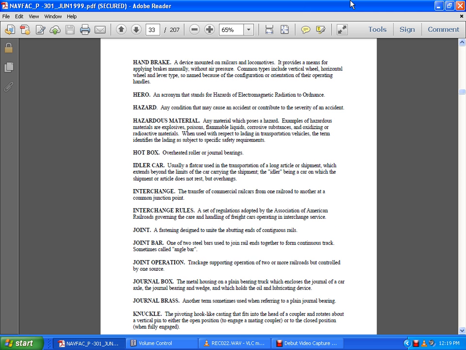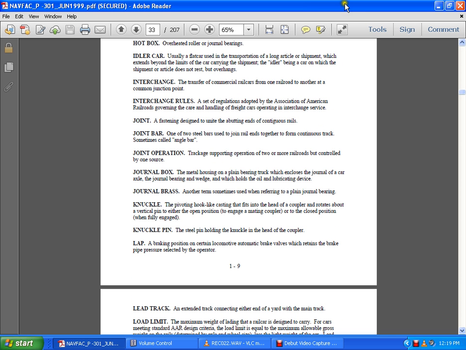The joint, the fastening designed to unite the abutting ends of a continuous rail. A joint bar, one of the two steel bars joining the rail ends in continuous tracks, sometimes called the angle bar. The joint operation, track supporting operation of two or more railroads controlled by one source.